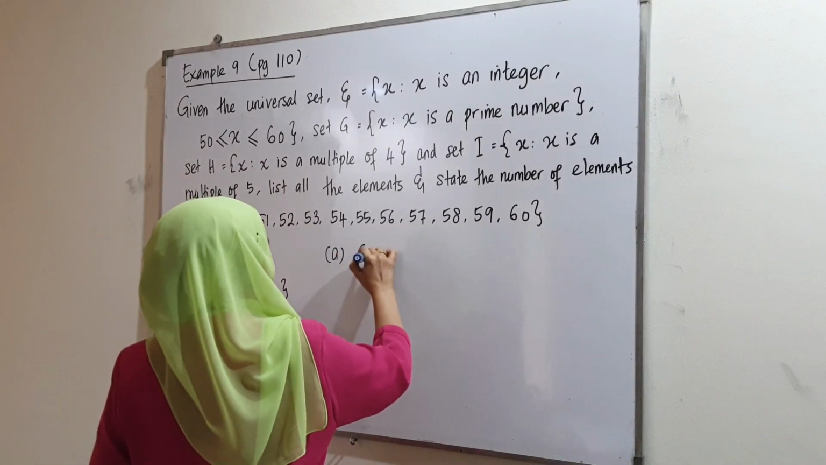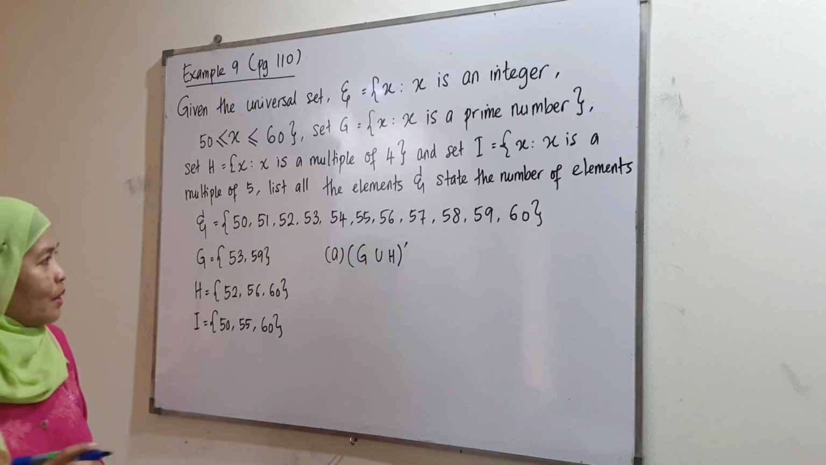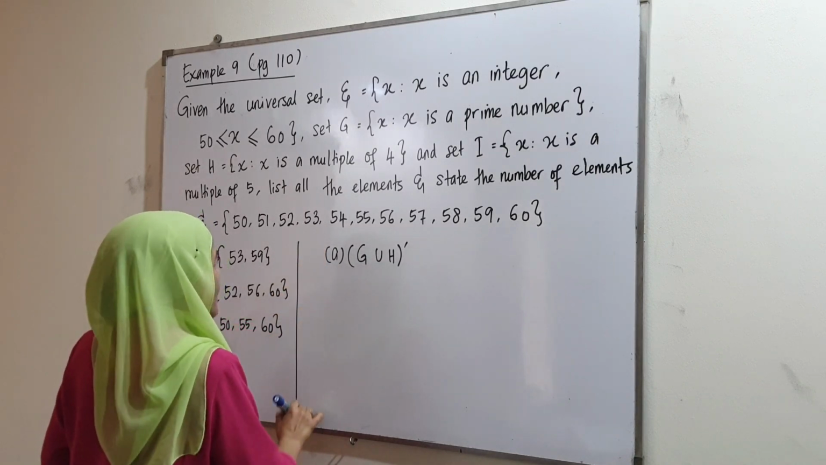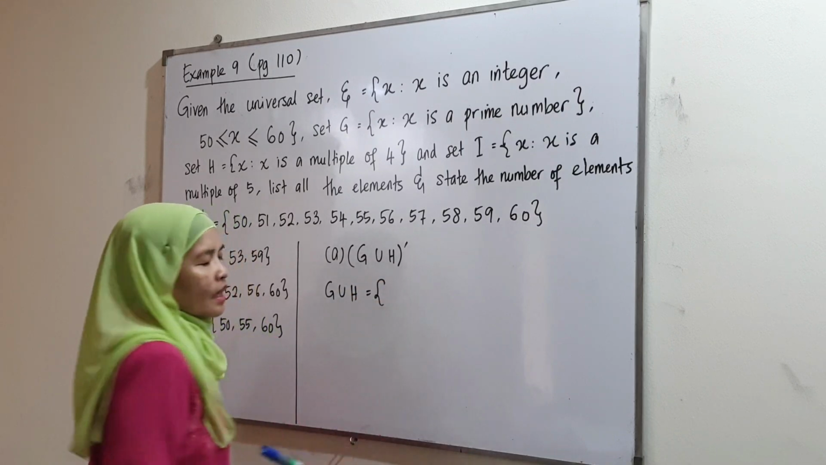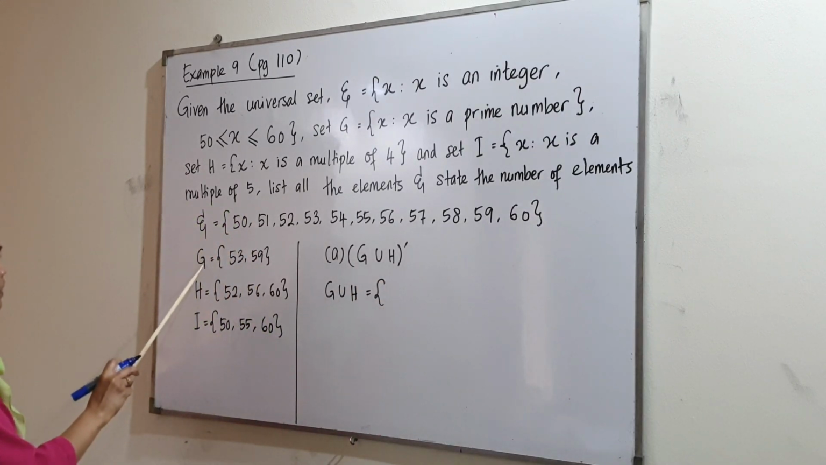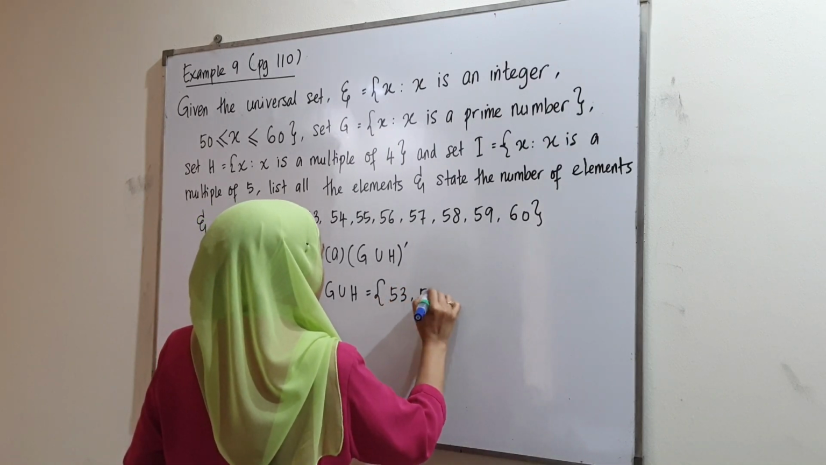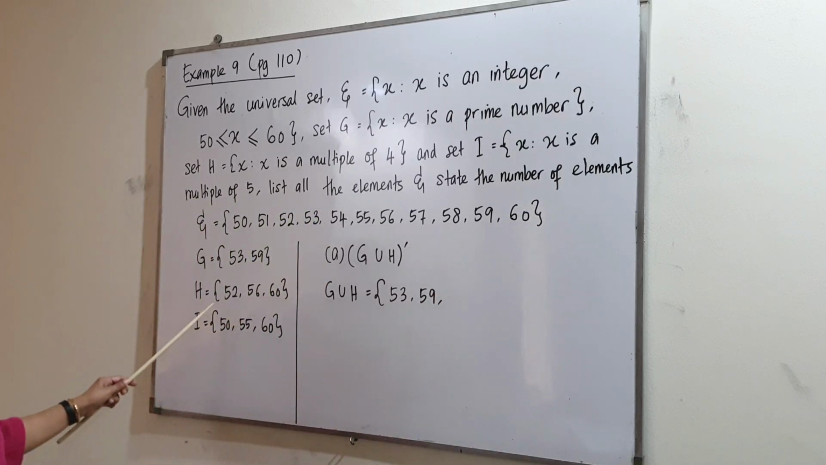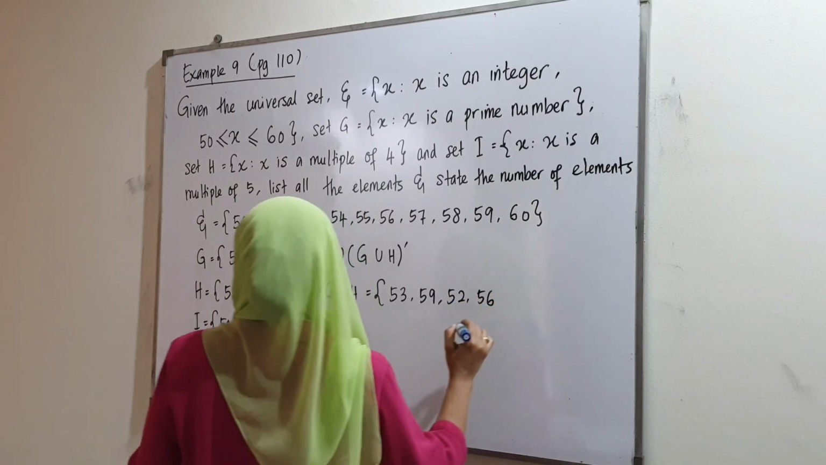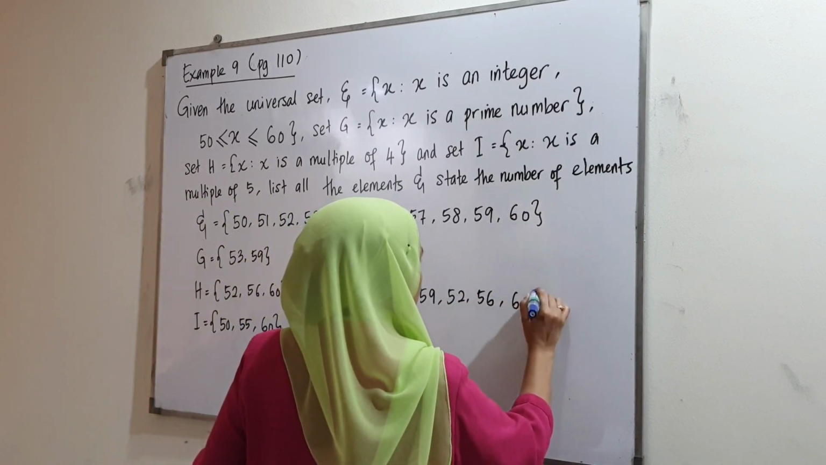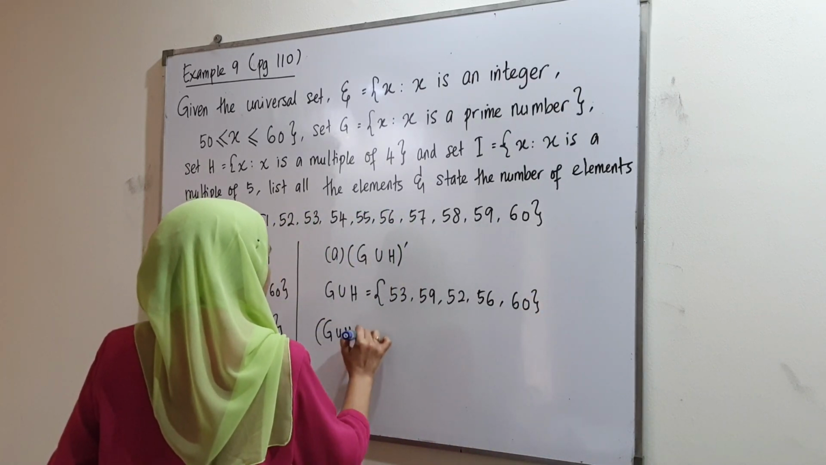Okay, now we do part A: (G union H) complement. First we have to list G union H. We start with G first: 53, 59, and H: 52, 56, and 60.